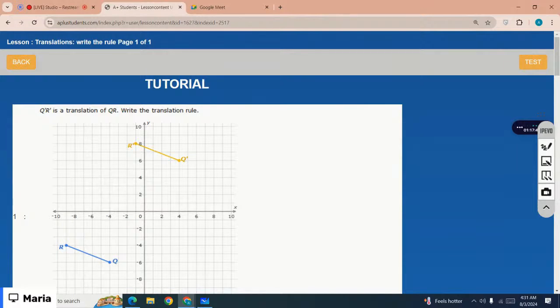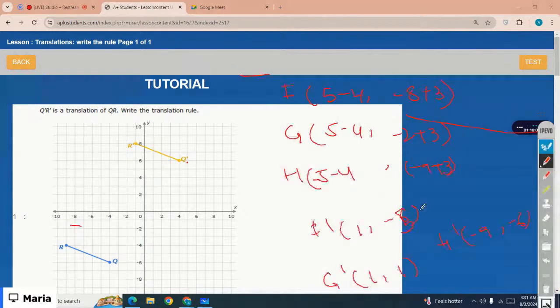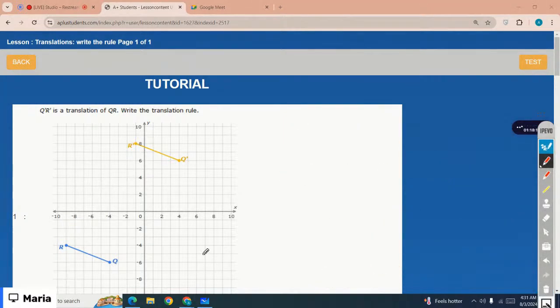Okay, Q dash R dash is a translation of QR. Write the translation rule. Basically, you have to write down how much the translated image moves left or right, right? So Q dash R dash is the translated one, right? The original one is R. So just look at the R.